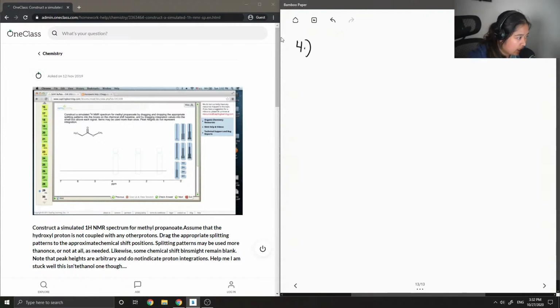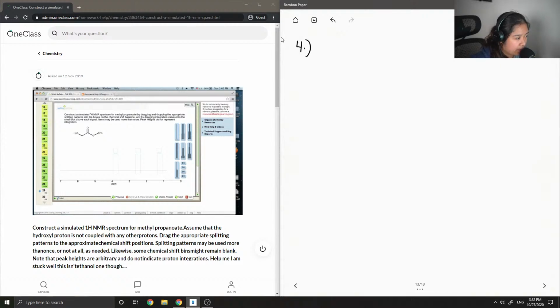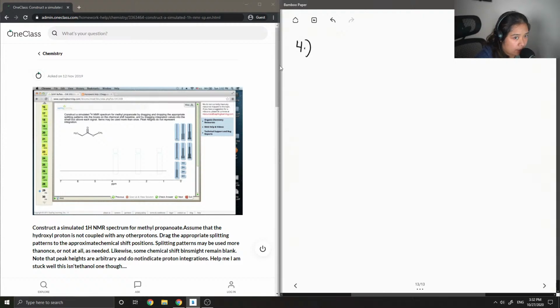Construct a simulated HNMR spectrum for methyl propanoate. By dragging and dropping the appropriate splitting patterns into the box, it will shift baseline. And by dragging integration values into the small box above each signal, items may be used more than once, and the peak heights do not represent integration. Okay, so this is an HNMR question. So let me write out the structure of the methyl propanoate.